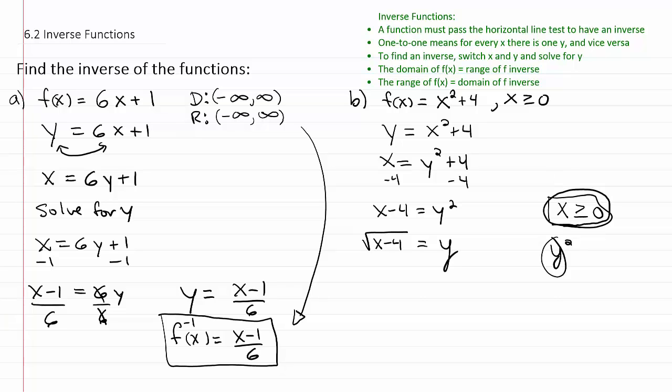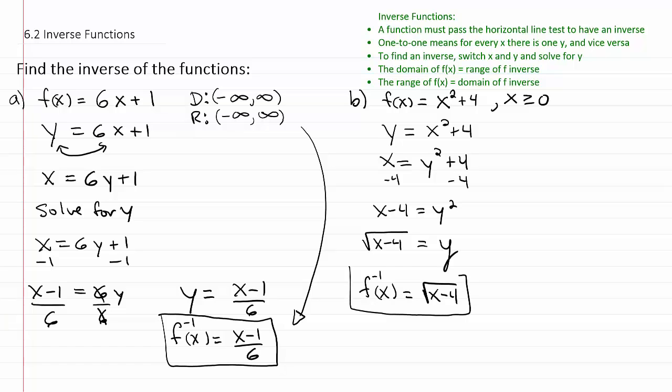All right, so regardless of that, if we know that y is equal to the square root of x minus 4, then we know that f inverse of x is the square root of x minus 4, which is what we said it should be, right? Because remember, we would subtract 4 from x and then take the square root, and that's how you'd find the inverse.